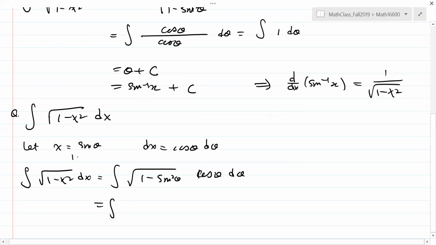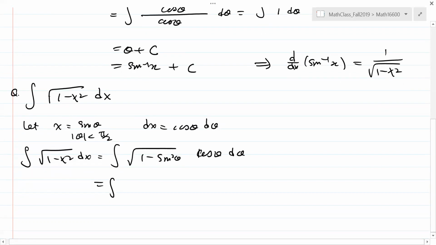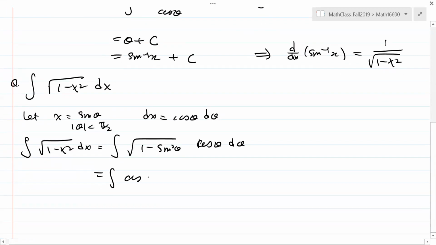So I have made the assumption that theta is between negative pi over 2 and pi over 2. We can do that, because x is defined: the absolute value of x is less than 1. Otherwise, the square root of 1 minus x squared is not defined. So x is not big. Since x equals sine theta, you can assume theta is between negative pi over 2 and positive pi over 2. So then you get cosine theta times cosine theta.